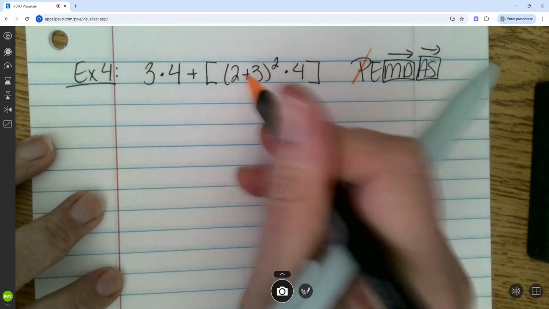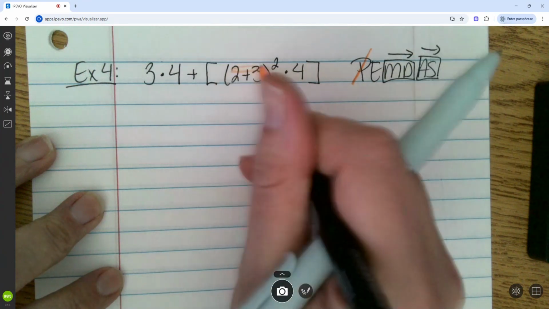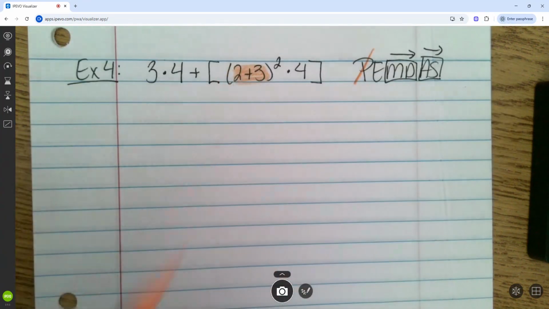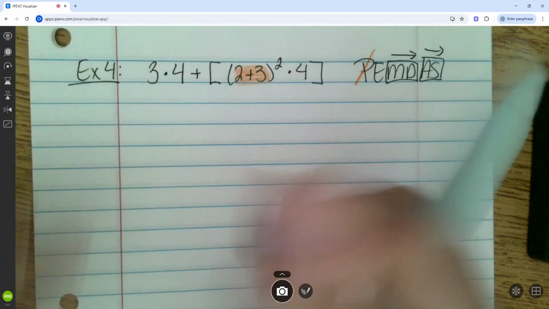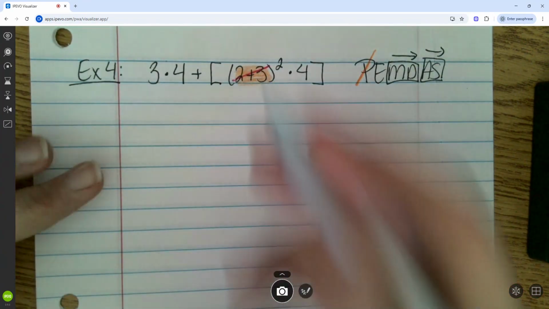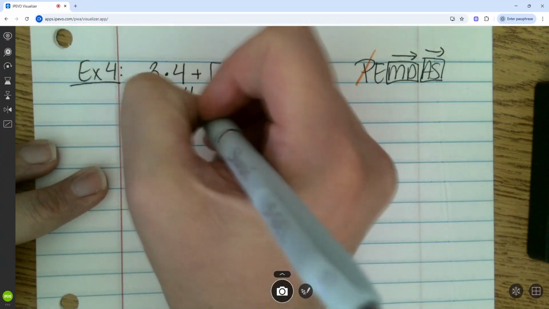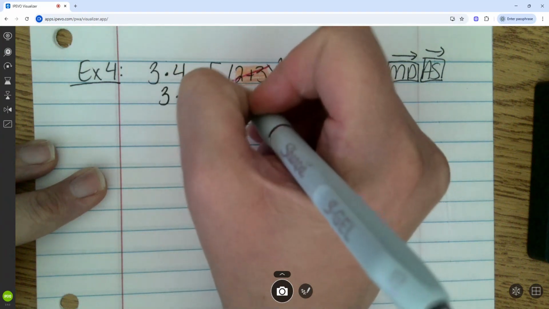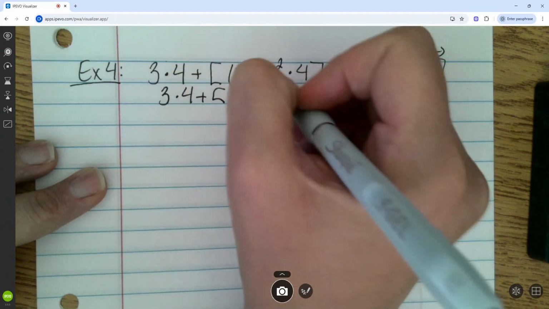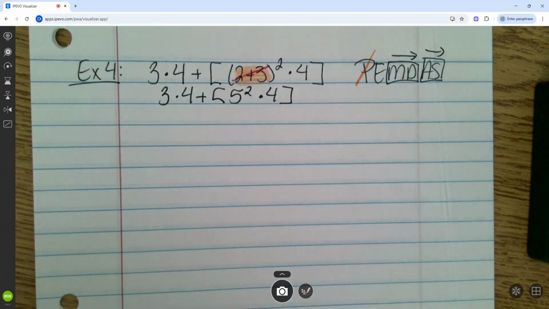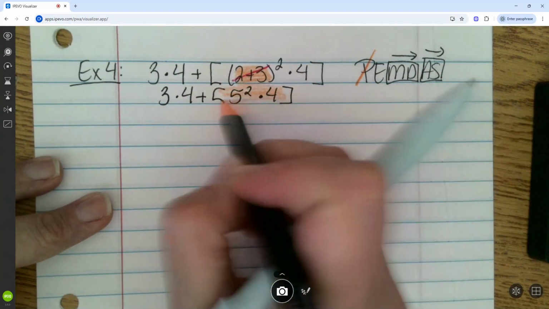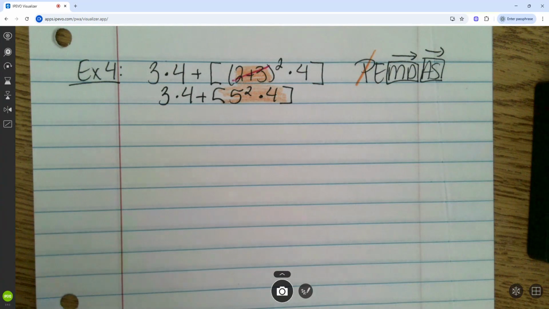Okay, grouping symbols first. I have brackets and parentheses, work inside out. My parentheses are inside my bracket. So that is my first step. Again, I like to mark my steps off as I go. So it's kind of like a check-off list. Okay, I still have grouping symbols, and inside my grouping symbols, I still follow order of operations.